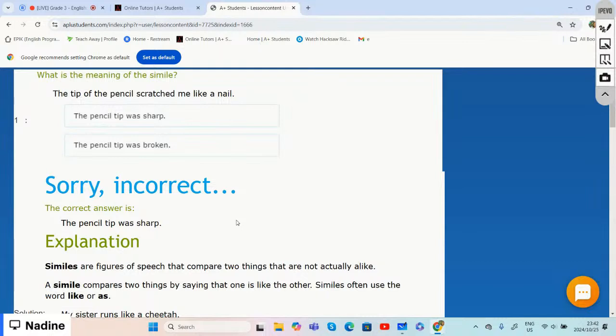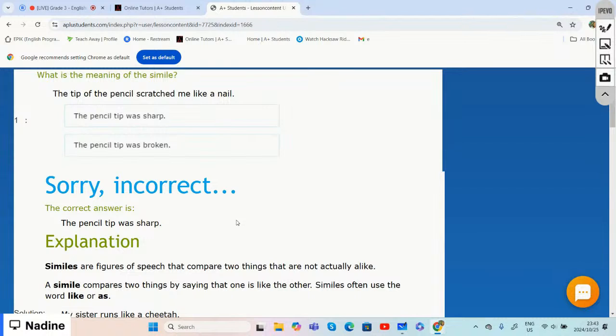So once again, a simile is a figure of speech and it compares two things that are not actually alike. And remember, when it comes to similes, we use words like "like" or "as" to compare these two things. We say that the one thing is like the other thing, or the one thing is as the other thing, to compare these two things, or these two phrases.